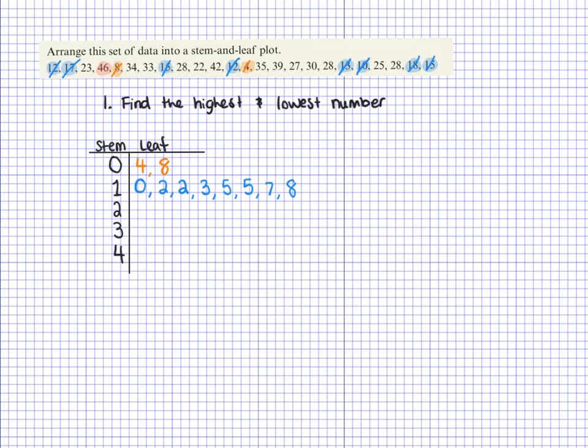Now we're going to do the 20s. So again, I'm going to highlight all the 20s. So I've got 23, 28, 22, 27, 28, 25, and 28. Again, there's quite a few, so I'm going to go through and check them off as I go.